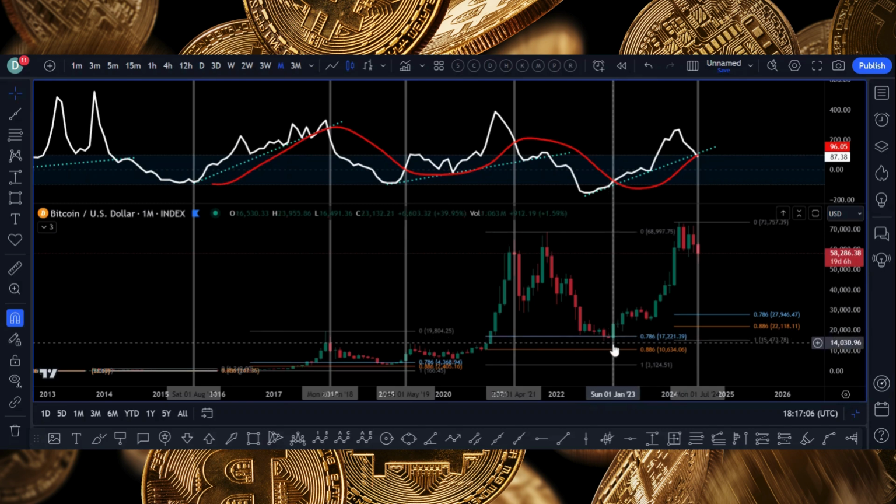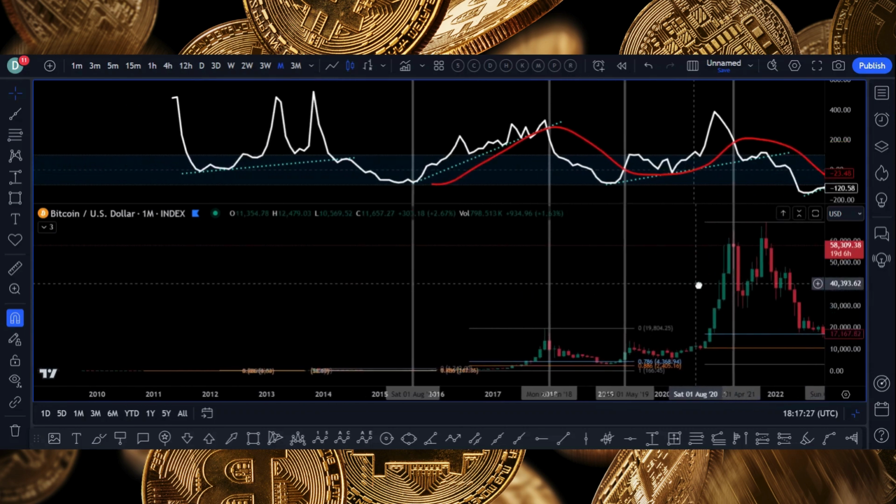And it doesn't just happen one time. That is why it's so important. It is consistent. It happened every time we got the correction on the monthly chart. Every time we got the correction on the monthly chart, we dropped into the pocket of the 0.786 and the 0.886. This is once right here.